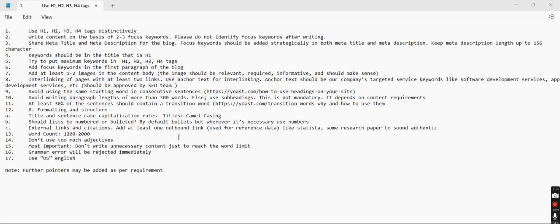Share meta title and meta description for the blog. So the focus keyword must be there in the meta title. The search engine results page, which we know as the SERP page, when you type a query on Google, you get to see that. Practically, I'm showing you how you do that.